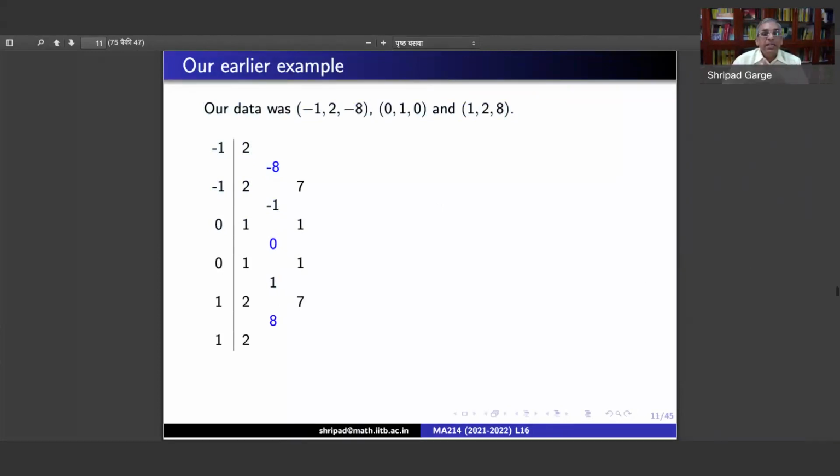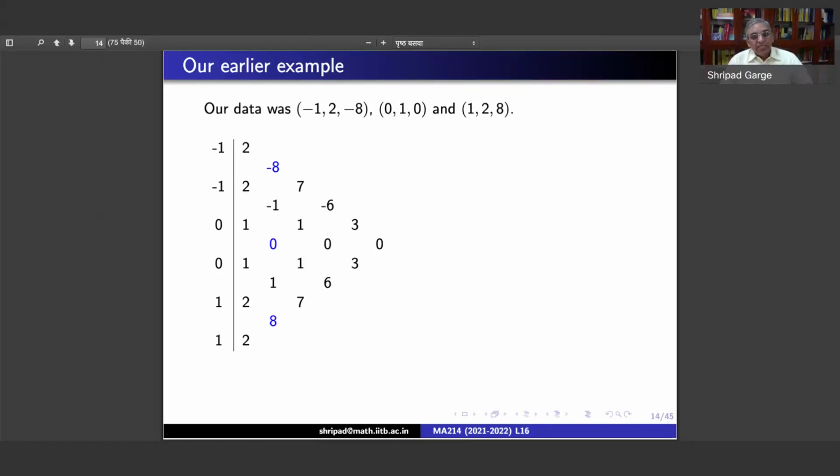The second divided differences would be minus 1 minus minus 8. So minus 1 plus 8, that is 7, and 0 minus minus 1, so that is just 1. So we get it to be 7, and similarly 0 minus minus 1, that is 1. Denominator is 1. This 1 minus 0 is 1, the denominator is 1. 8 minus 1 is 7, and the denominator is 1. So these are the second divided differences. These are the third divided differences. These are the fourth divided differences, and these are the fifth divided differences.